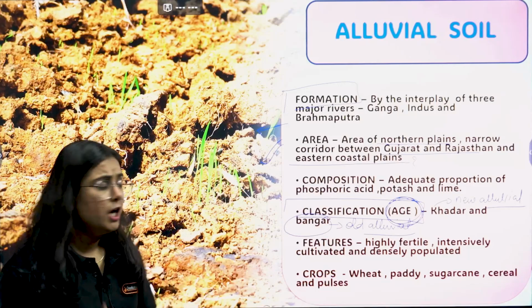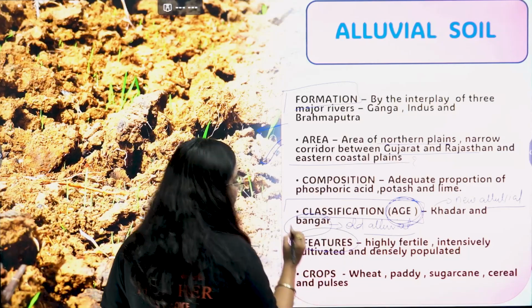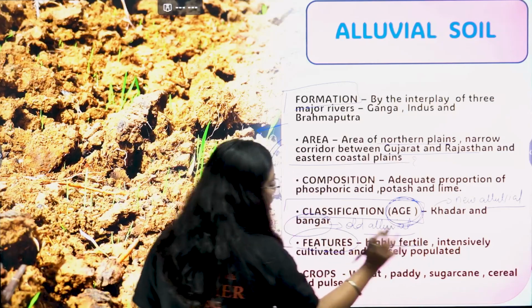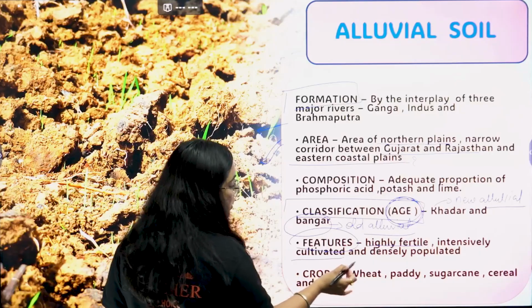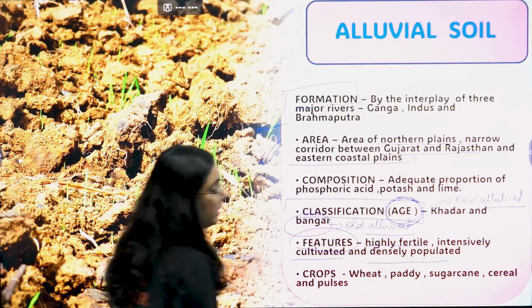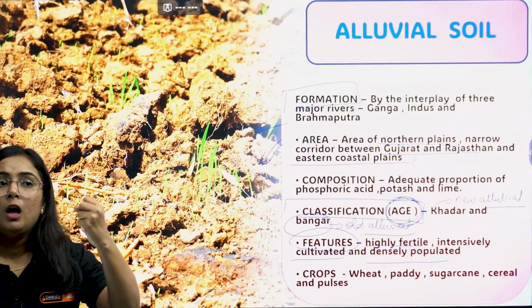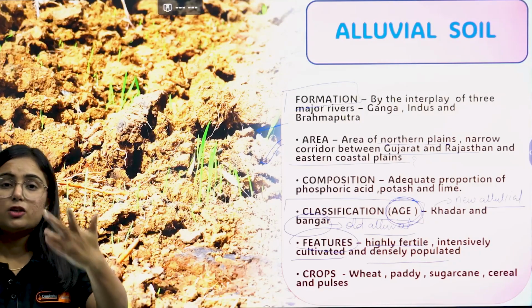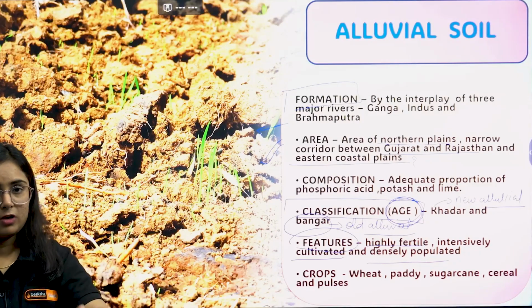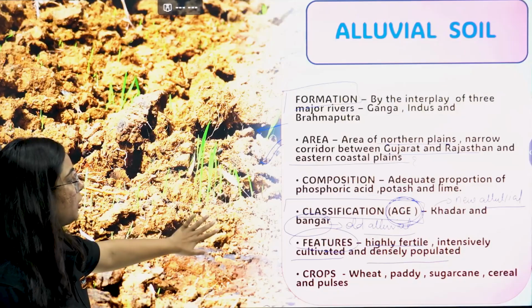Get this point? Talking about features, this soil is highly fertile, due to which intense cultivation is done, and this is densely populated. The crops grown here are wheat, paddy, cotton, sugarcane, pulses, cereals, etc. So those are 5 points from the topic alluvial soil.